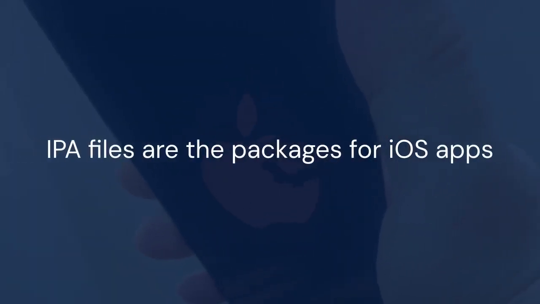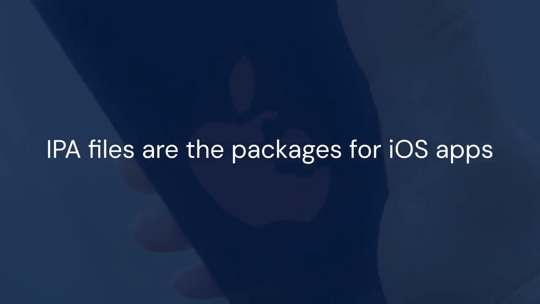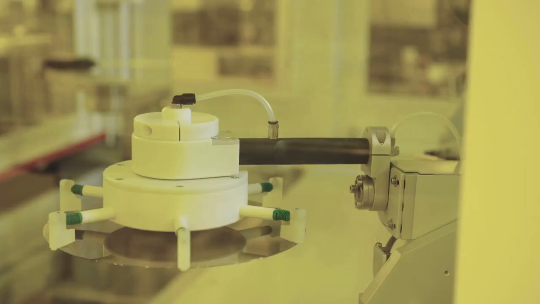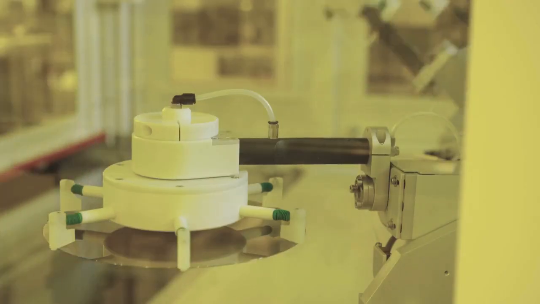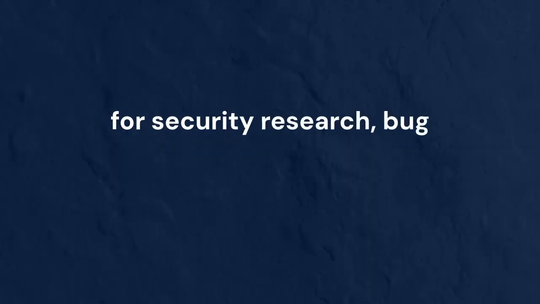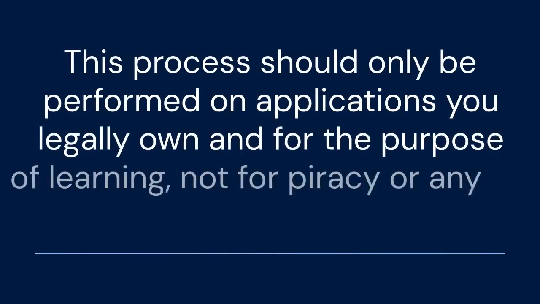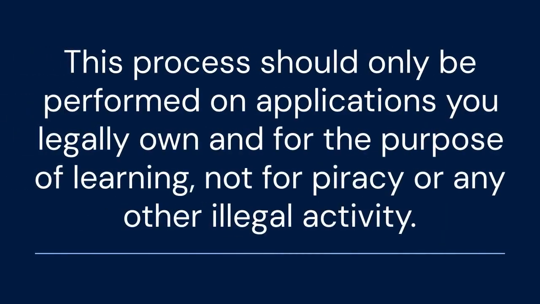Today, we're diving into a fascinating topic: how to decrypt an IPA file. IPA files are the packages for iOS apps, much like an exe on Windows. But the main program inside is encrypted using Apple's FairPlay DRM, making it hard to study or analyze. We'll break down the entire process of how to remove this encryption, which is essential for security research, bug hunting, and general educational purposes. It is very important to state that this process should only be performed on applications you legally own and for the purpose of learning, not for piracy or any other illegal activity.